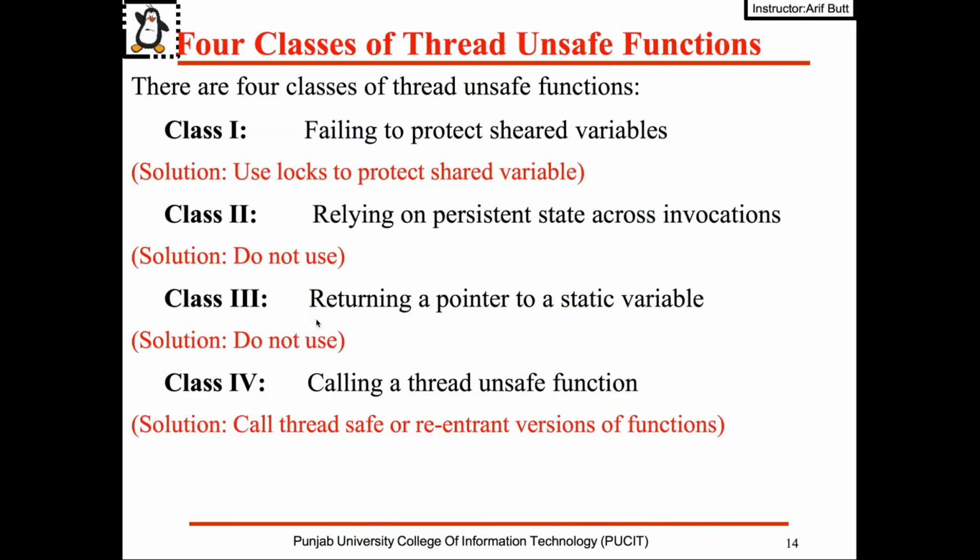These are the four classes of thread unsafe functions. The first class is the one in which you fail to protect shared variables. The second class is relying on persistent state across invocations. The third is returning a pointer to a static variable. And last is calling a thread unsafe function from your thread function.